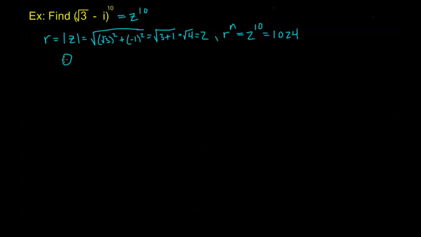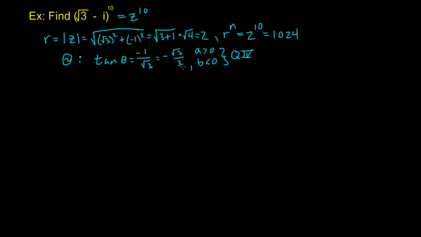Now the next thing I need to find to get this into polar form is my theta. We don't know theta yet, but we know that tangent of theta is equal to b over a, so that's -1 over the square root of 3, which we know is -√3 over 3. Now, I have that my a is positive and my b is negative. So I'm looking for a theta in quadrant 4. That's the only place I have positive a's and negative b's, where tangent is -√3 over 3.